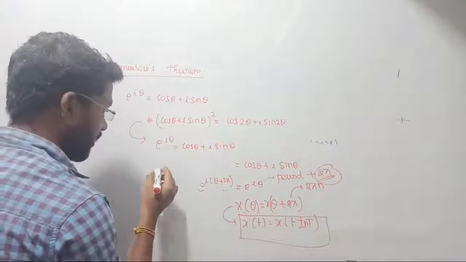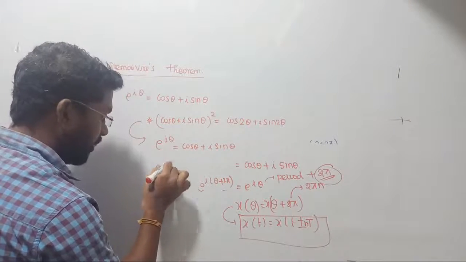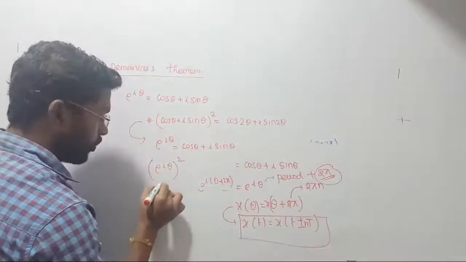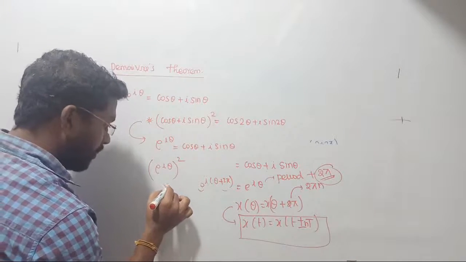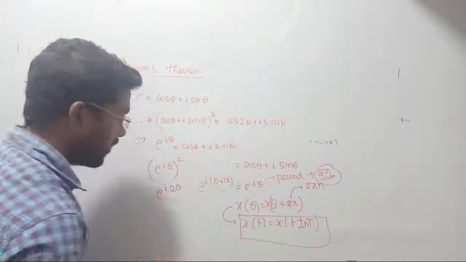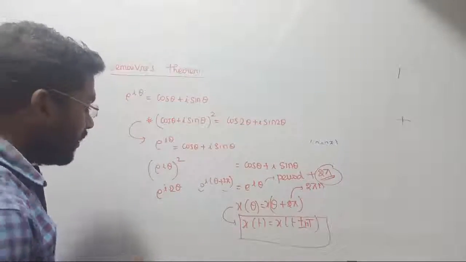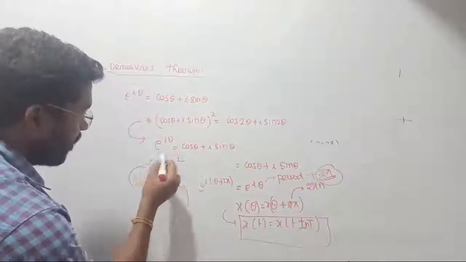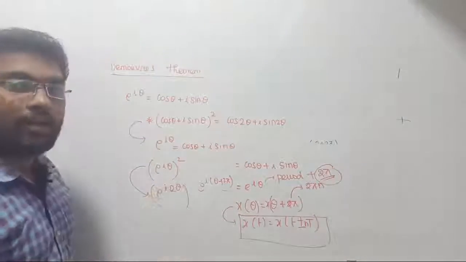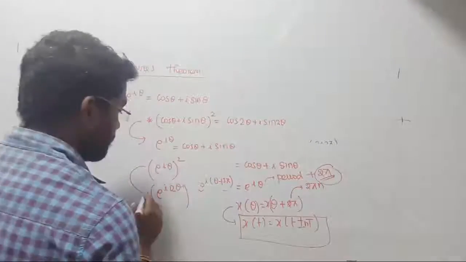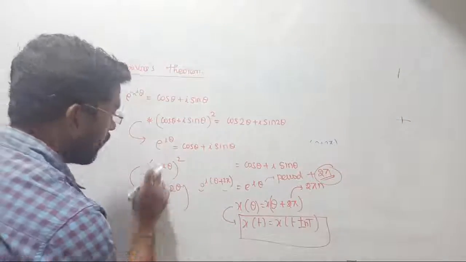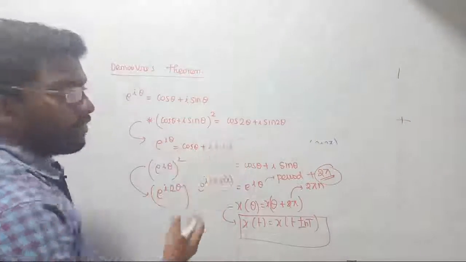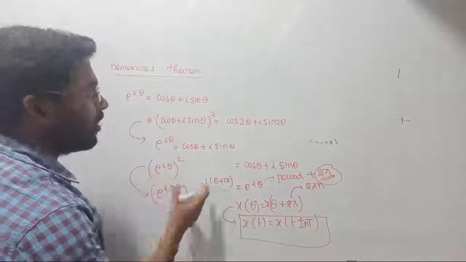Now I ask him a question: what is the difference between e power i into theta, that is e power i into theta whole square, and e power i into 2 theta? Yes, these two are equal, we all know, right? e power i theta whole square and e power i into 2 theta are equal. So the statement is okay, that is fine, right? They are equal, so he says they are equal.